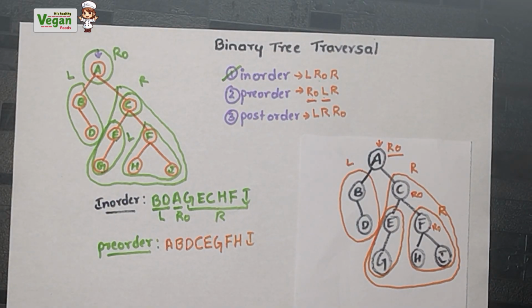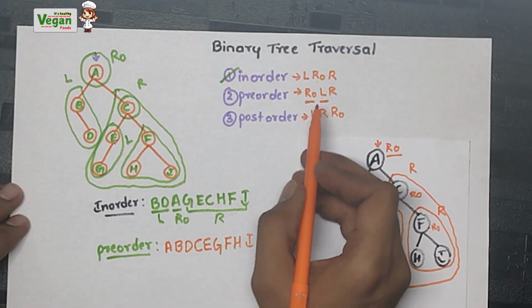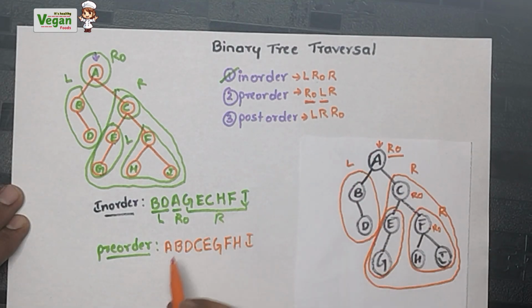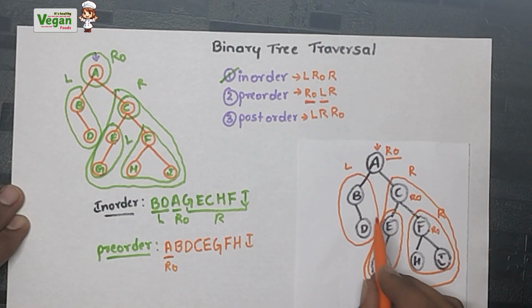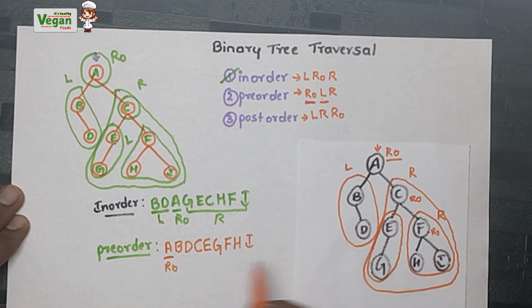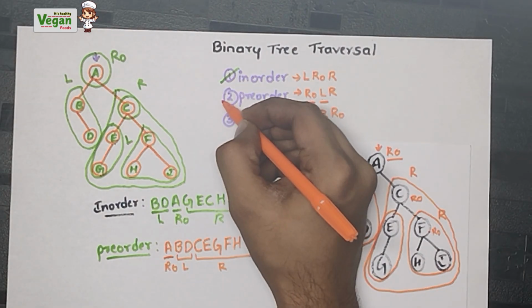So if you see, what is the formula? First write the root. What is the root? A. Next write the left. What are the values in the left? B and D. So B and D are the left. Next write the right side. So what are the values in the right? C, E, G, F, H, I. So the right side is done. Now we have completed the pre-order traversal of the given question.